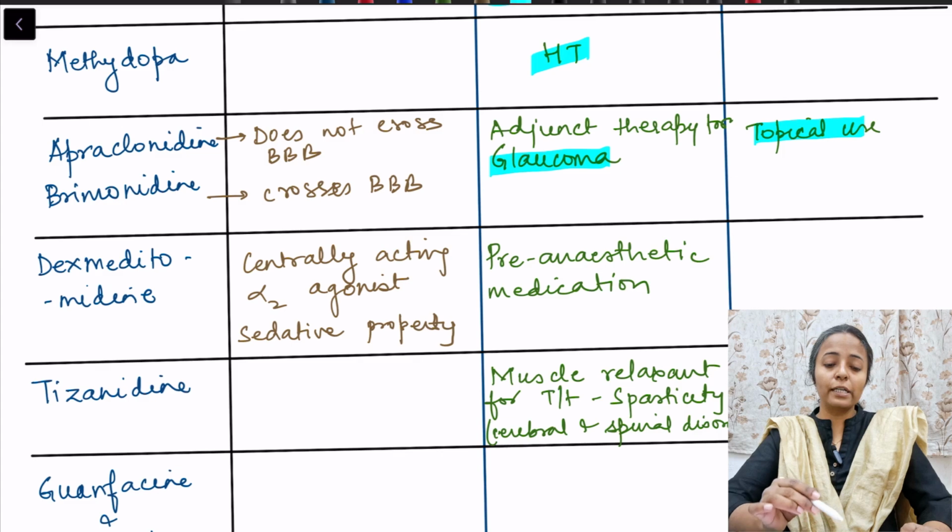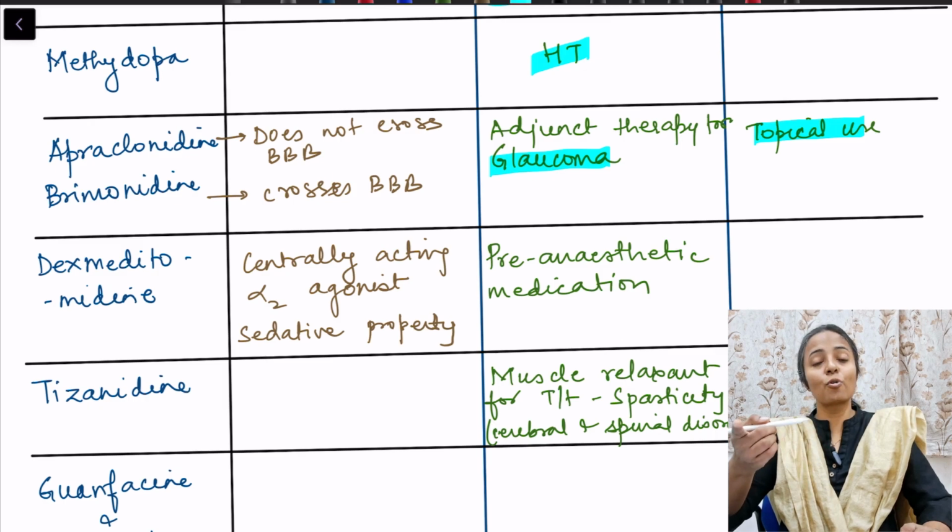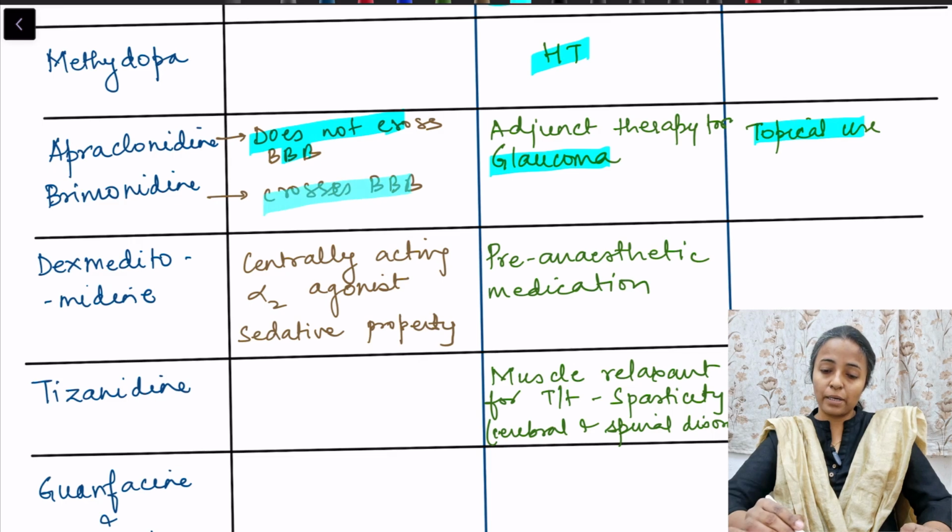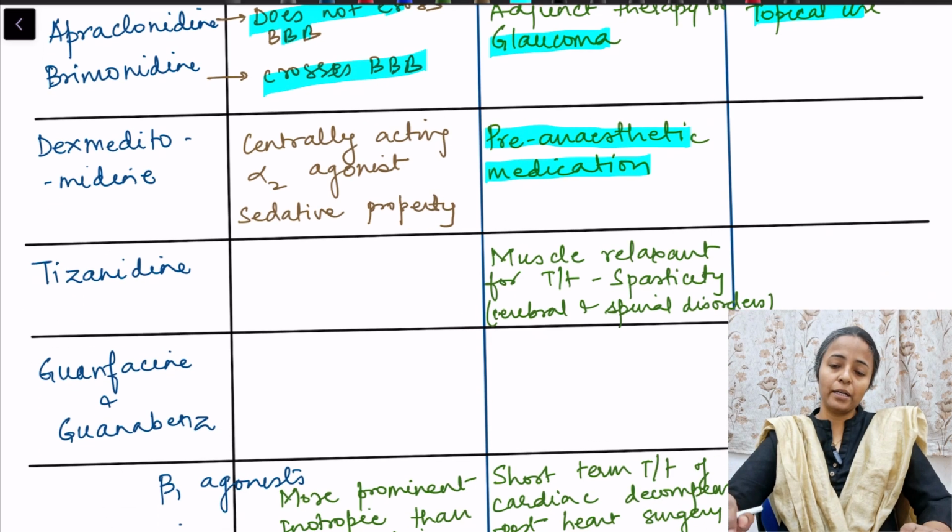Okay, apraclonidine and brimonidine we put in the eye for the adjunct treatment of glaucoma. I told you before also, glaucoma we will have a separate video. We will talk about the mechanism of various drugs. Apraclonidine does not cross the blood-brain barrier, while brimonidine crosses the blood-brain barrier. So apraclonidine is preferred. Then we have dexmedetomidine, okay, and it can be used as pre-anesthetic medication, right?